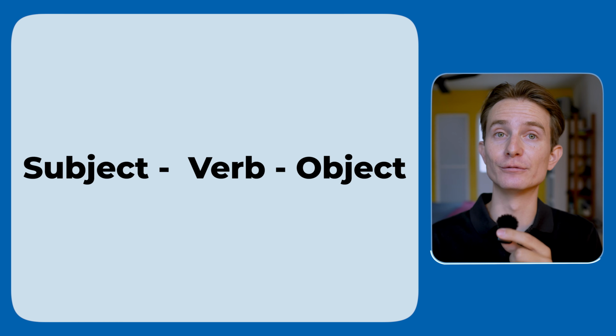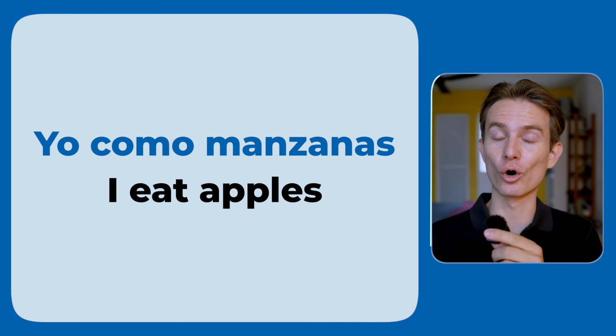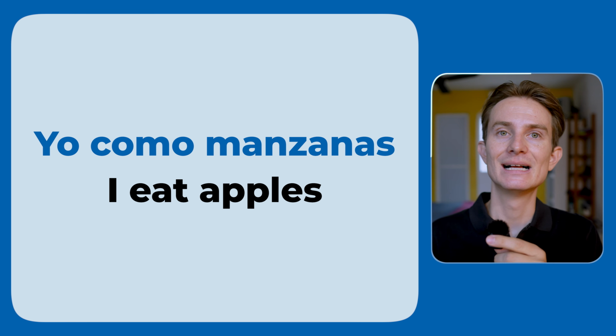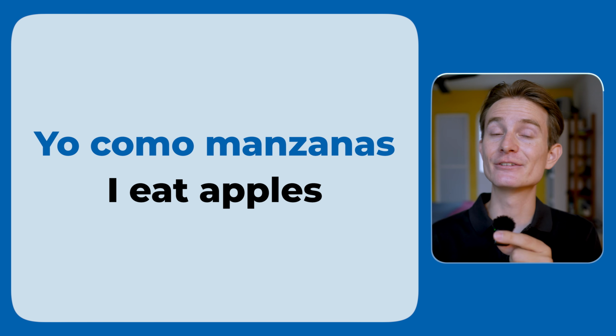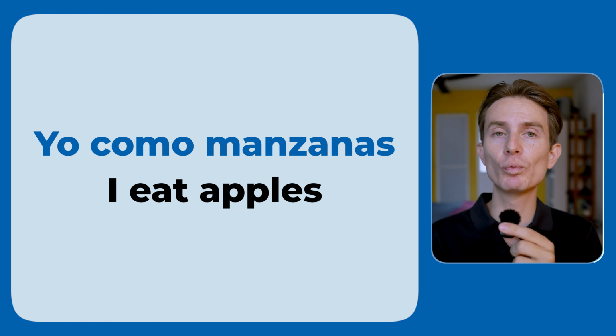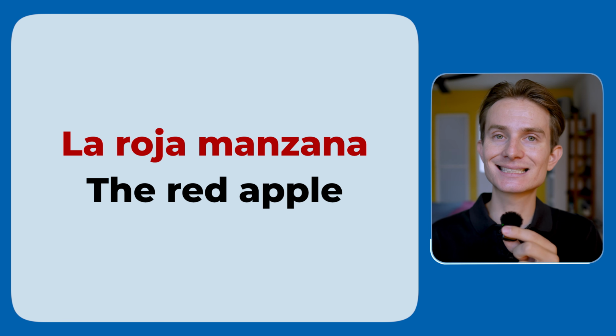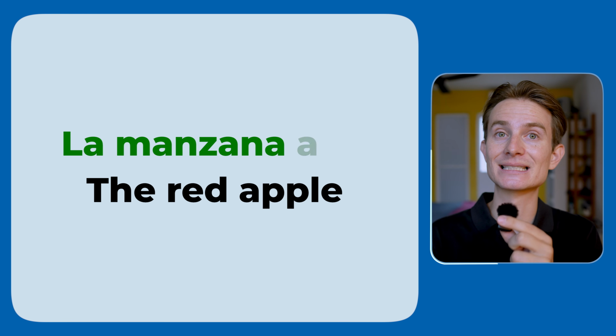Standard sentence structure in Spanish is subject, verb, object. For example, yo como manzanas. In Spanish, adjectives typically go after the noun. For example, we wouldn't say la roja manzana. Instead, we would say la manzana roja. Please note that Spanish sentence structure is more flexible than English sentence structure.